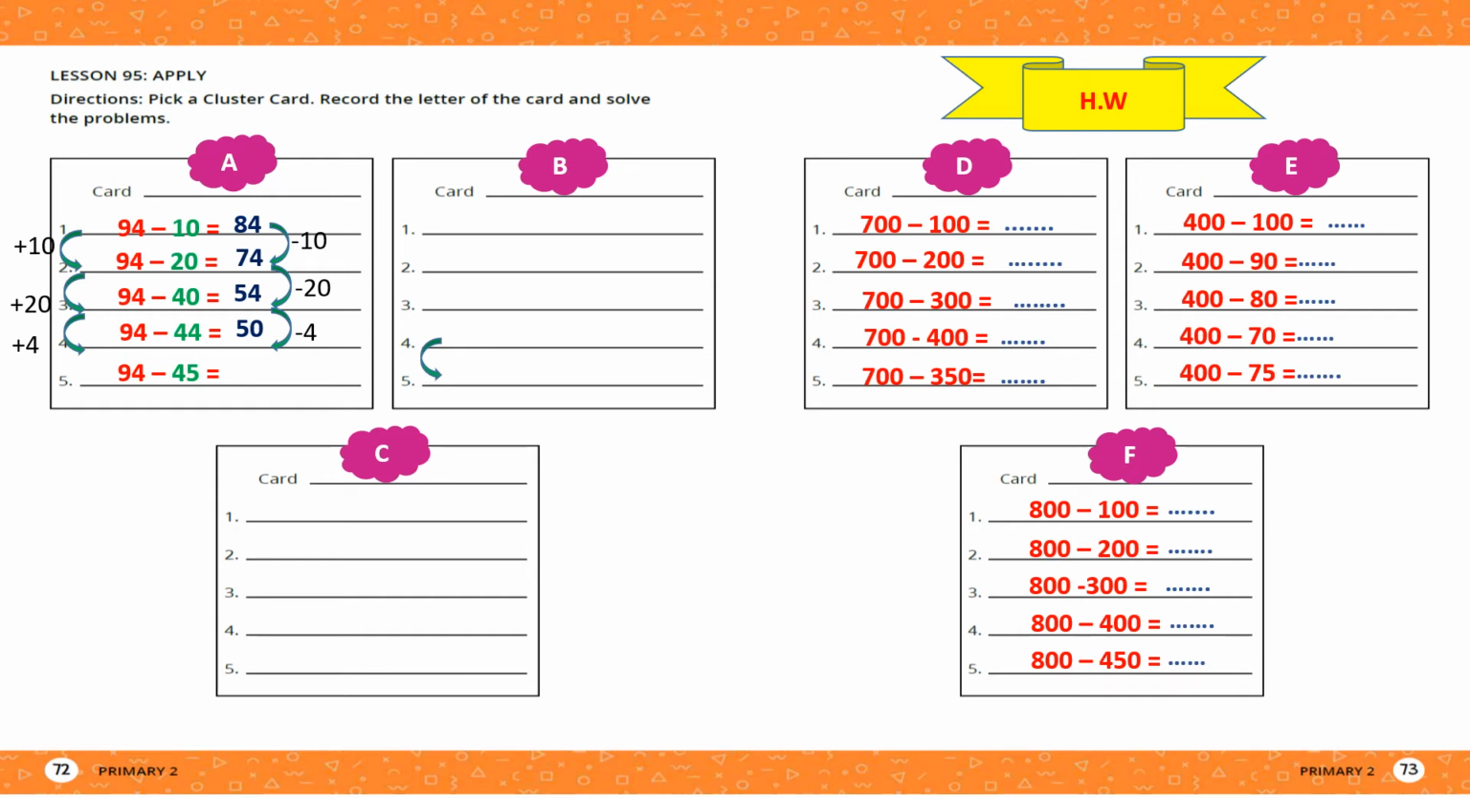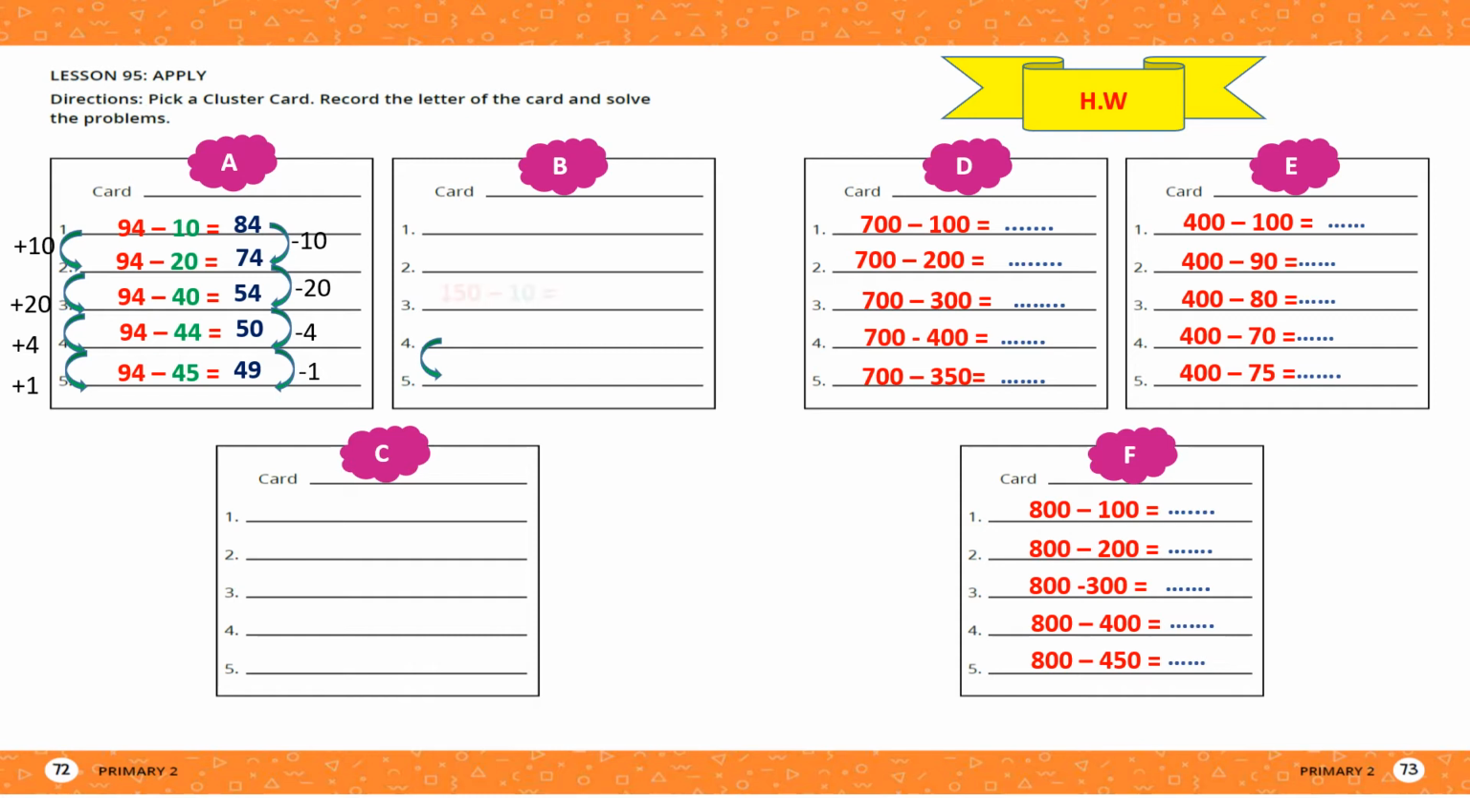The last equation, 94 minus 45. 94 is the same, 94 as it is. 44 becomes 45. It increased. Increased by what? Increased by 1. 44 plus 1 equals 45. If I added 1 here, I must subtract 1 from the second side. 50 minus 1 equals what? Equals 49. So here in this cluster card, if I added a number to one side, I must subtract the same number from the second side to keep the equations equal.